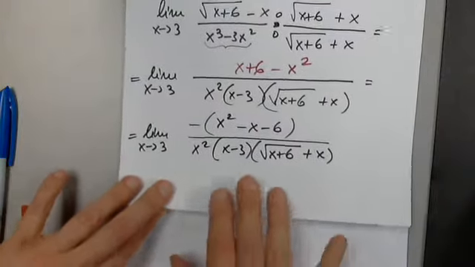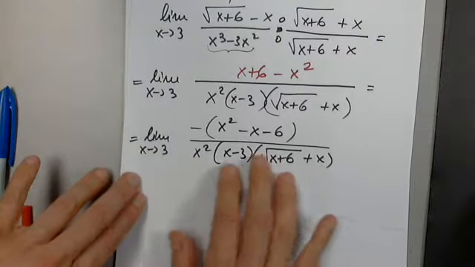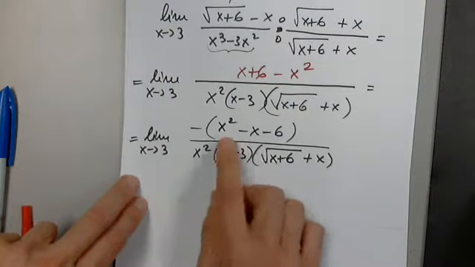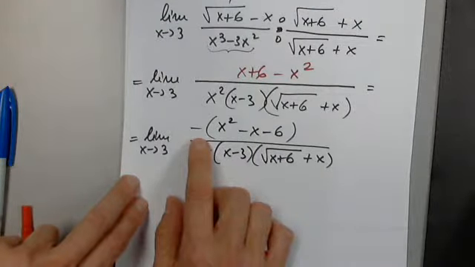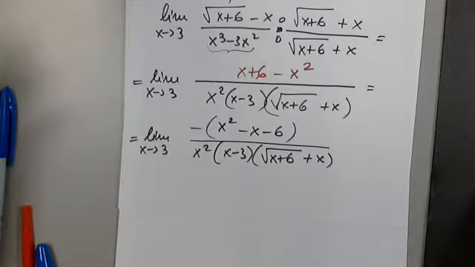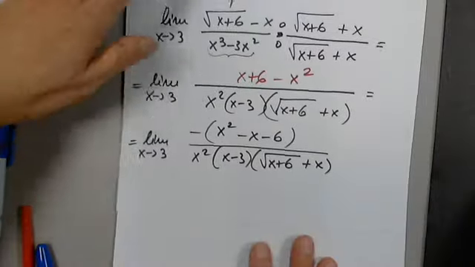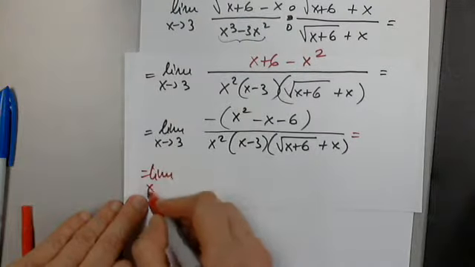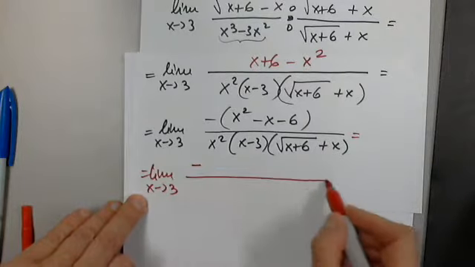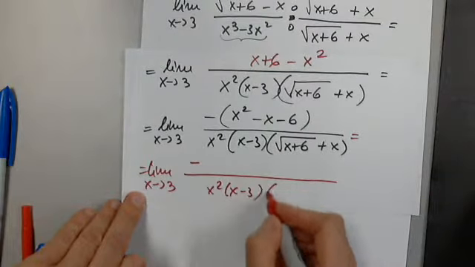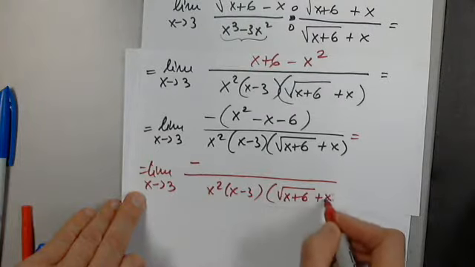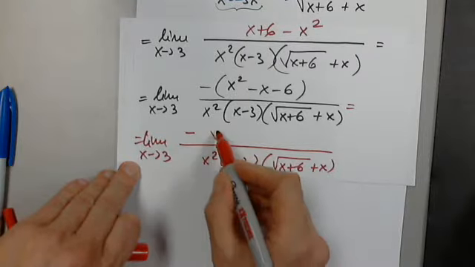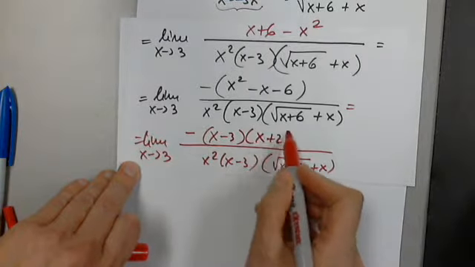Always remember, among other things, we don't distribute the factors in the denominator. Number two, we always want polynomials to be arranged in descending order and no negative leading coefficient. And I can always factor out negative 1. Okay, so the next step would be to factor the top. So limit as x approaches 3, negative in front. How do I factor the top? So it's like x minus 3 times x plus 2.